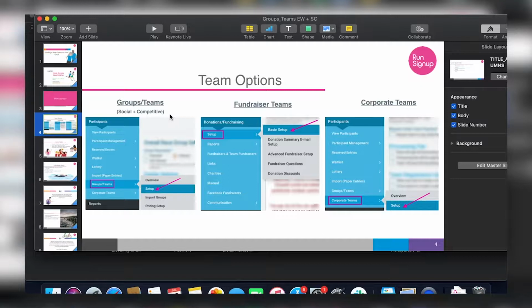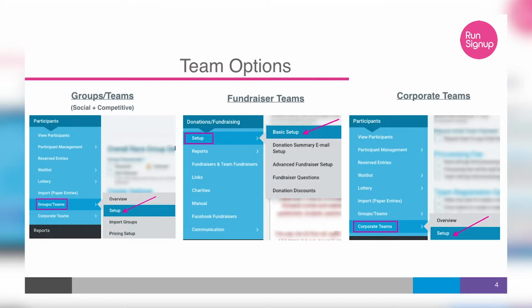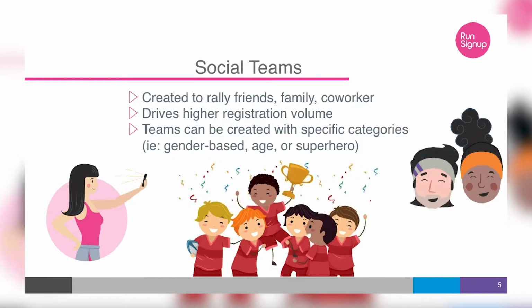More specifically, what we're going to talk about are the features. You've got your groups teams, which we use for social and competitive grouping. Fundraiser teams, which is a grouping of donations. And then your corporate teams, which is actually more of a powerful invoicing tool. So in the groups teams, you've got social teams. These are great for rallying friends, family, and coworkers together.